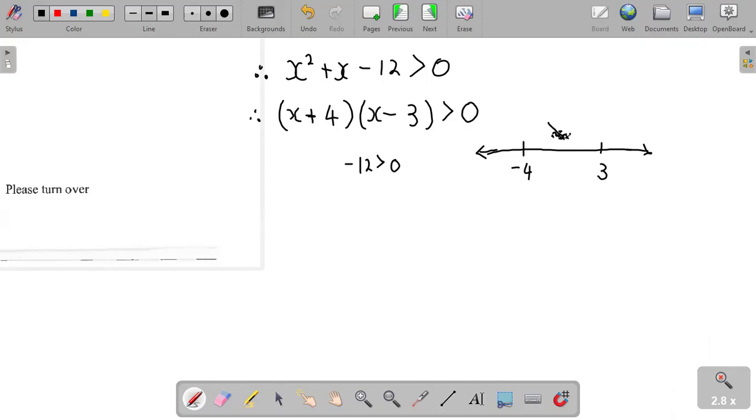So it means that this interval here is wrong. And then we can take any number this side. Let's say we take a 4. Here it's going to be 4 plus 4, which is 8. And then 4 minus 3, which is 1. So it's going to be 8 multiplied by 1, which is 8. It's going to be 8 greater than 0, which is true.